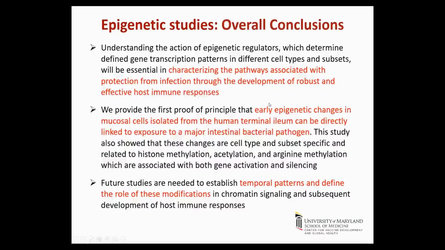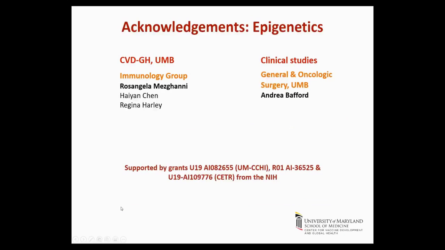These studies, as far as we know, are the first proof of principle that these epigenetic changes in mucosal cells isolated from the human terminal ileum can be directly linked to exposure to a gut pathogen, which is a major source of disease. And future studies are needed to really further dig into these responses, establish temporal patterns, and determine how these result in differences in the development of protective immunity.